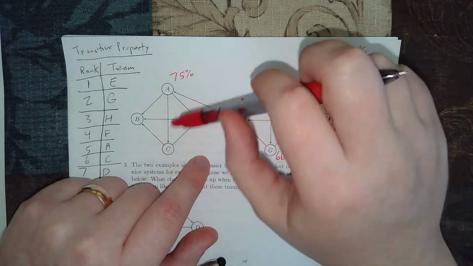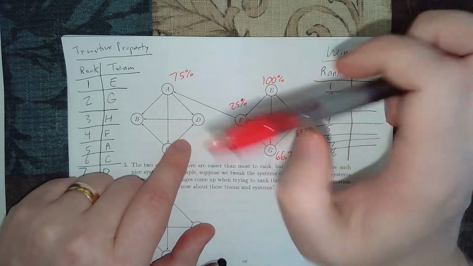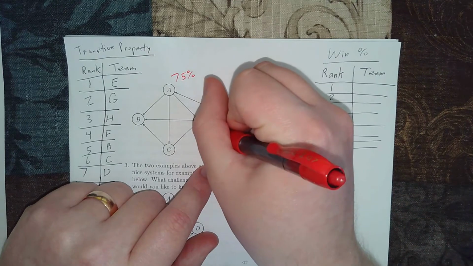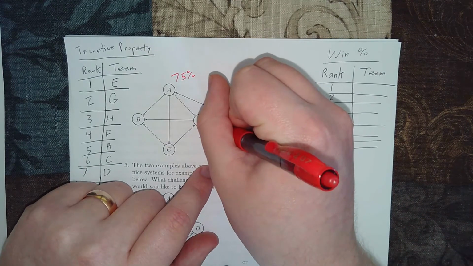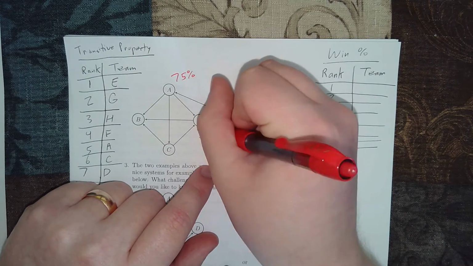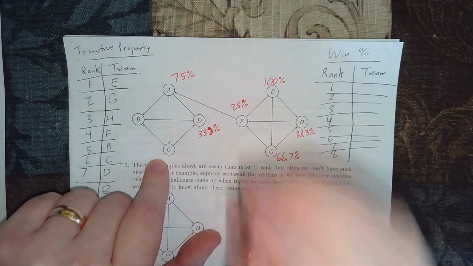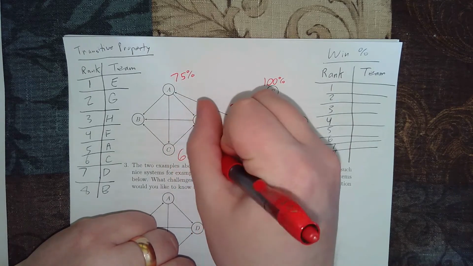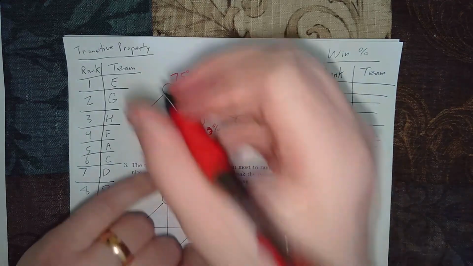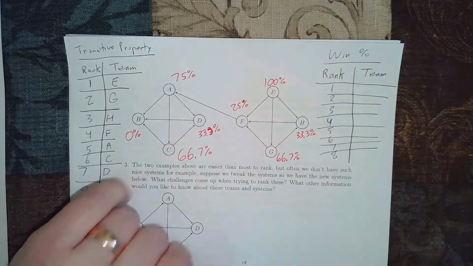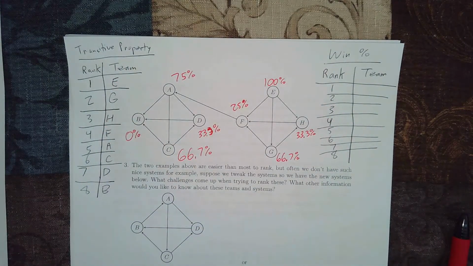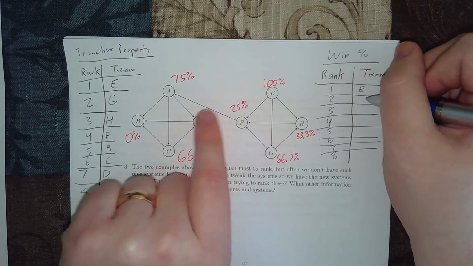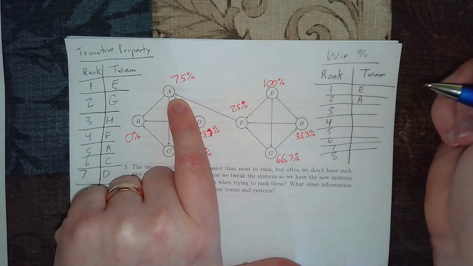D, it looks like, loses twice but wins once, so they also have a 33.3% win percentage. And then C, it looks like, also plays 3 times and wins 66.7%. And then poor B has a 0% win percentage. So looking at these win percentages then, the first place team should very clearly be E. And then looking at win percentage, the next best team is A.